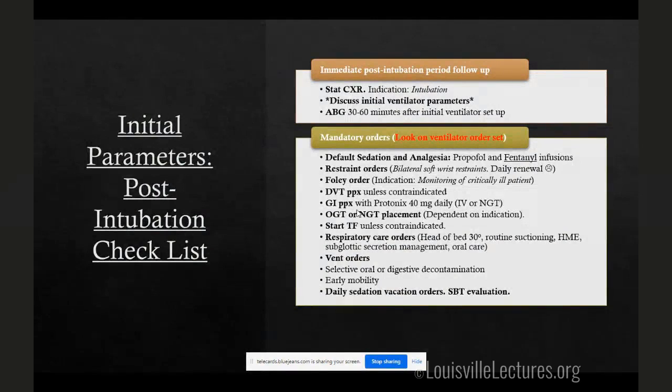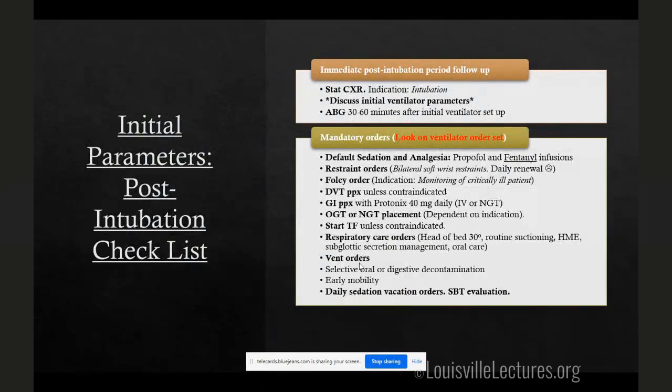Make sure the patient gets routine suctioning. Make sure the patient gets humidified, moisturized air. And make sure they get oral care. Again, reiterating vent orders, make sure that when they're adjusted that the order is in. And then the other thing we want to do is make sure that they have daily sedation vacation orders. Make sure that their mental status improves and that they do not accumulate too much of the sedative so that they're impossible to remove from the vent at the earliest opportunity.